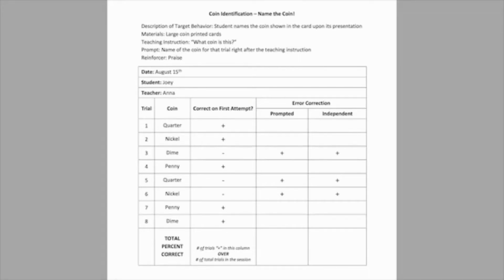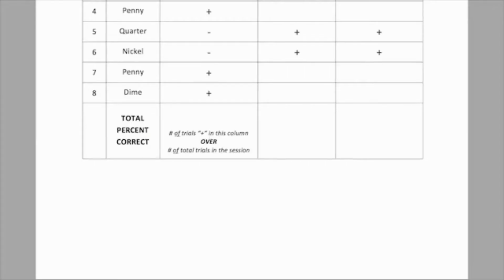So now we can fill out the very last row on the data sheet, total percent correct. By correct, we're referring to those trials that were correct on the first attempt. That is, those correct responses that were not made during the error correction procedure. To find the student's percent correct, simply put the number of trials the student got correct on the first attempt, that was 5, over the total number of trials in the session. There were 8 trials in the session.